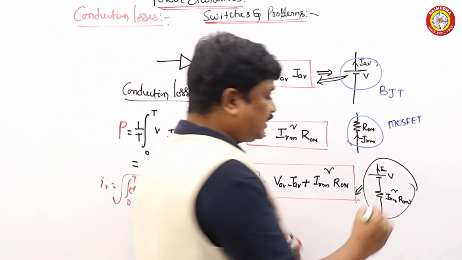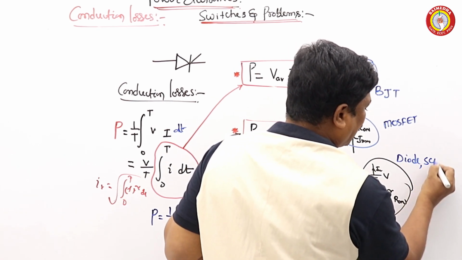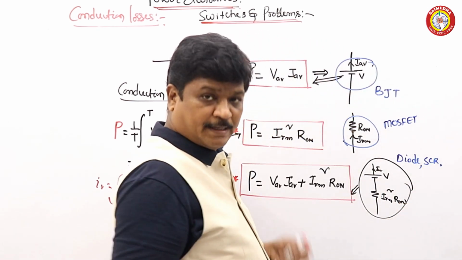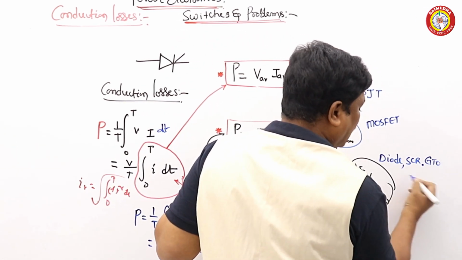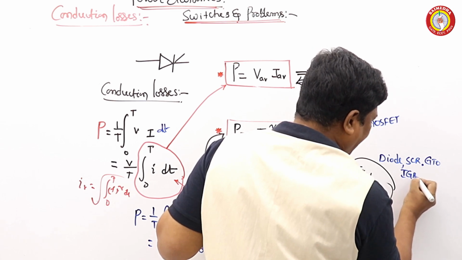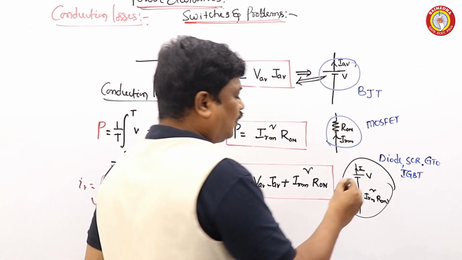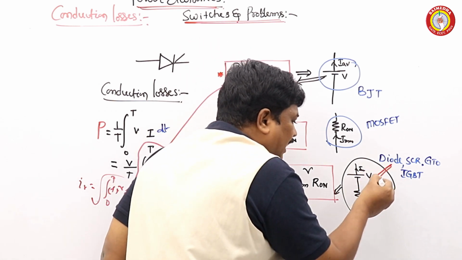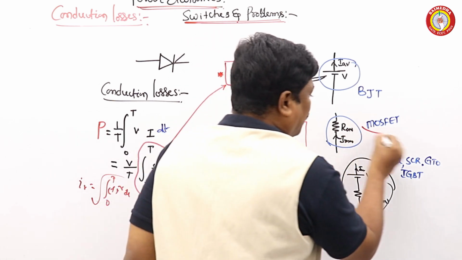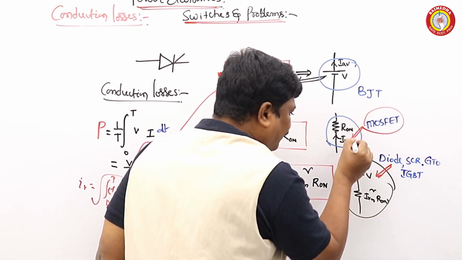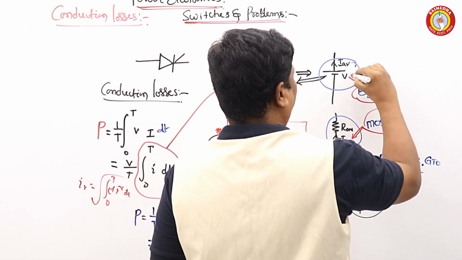This model we are using for diode, SCR, GTO, IGBT. Such models we can take. So, for these devices, this model is taken for the calculation of the conduction losses. For the MOSFET device, this is the model we are taking. For the BJT, this is the model we are taking.